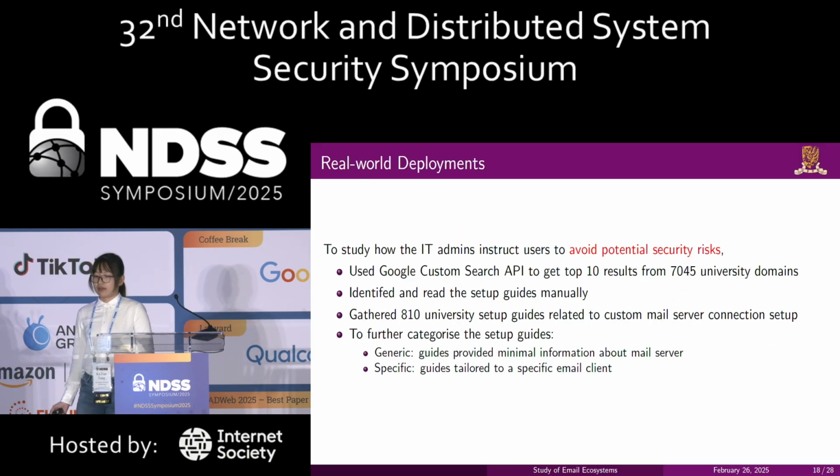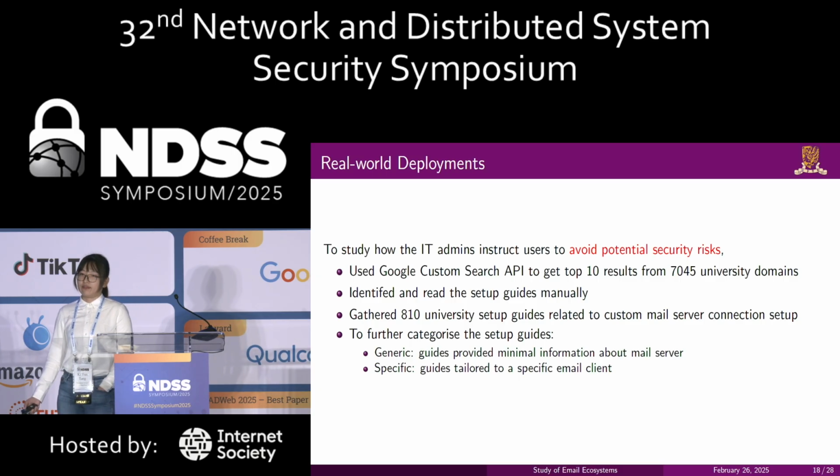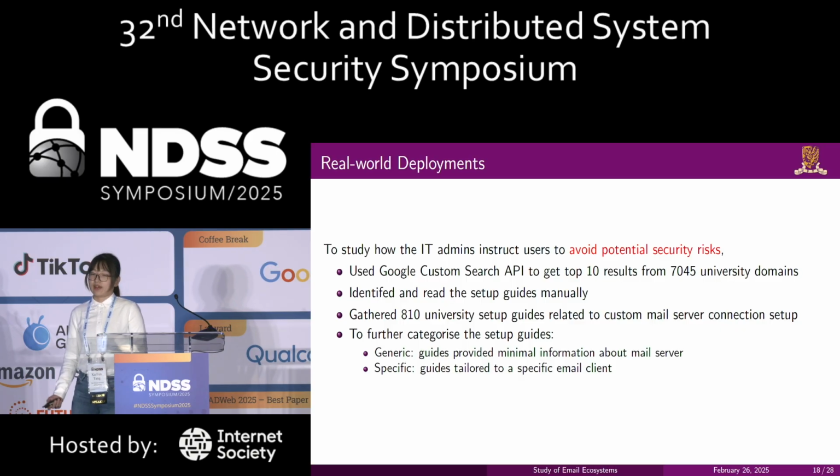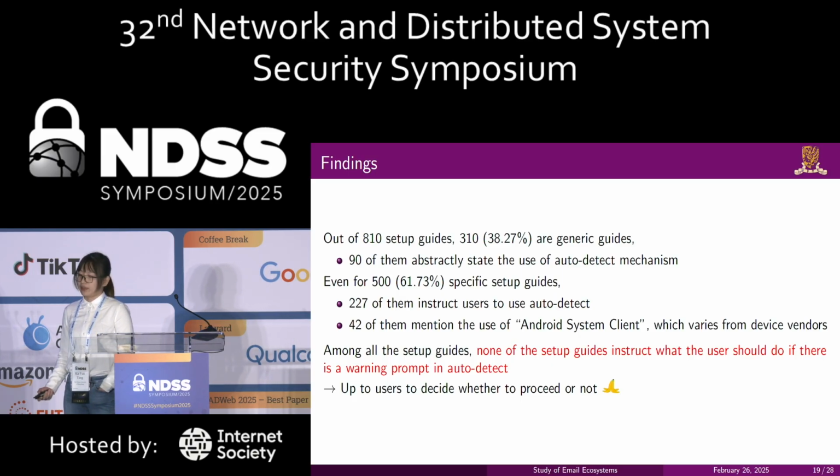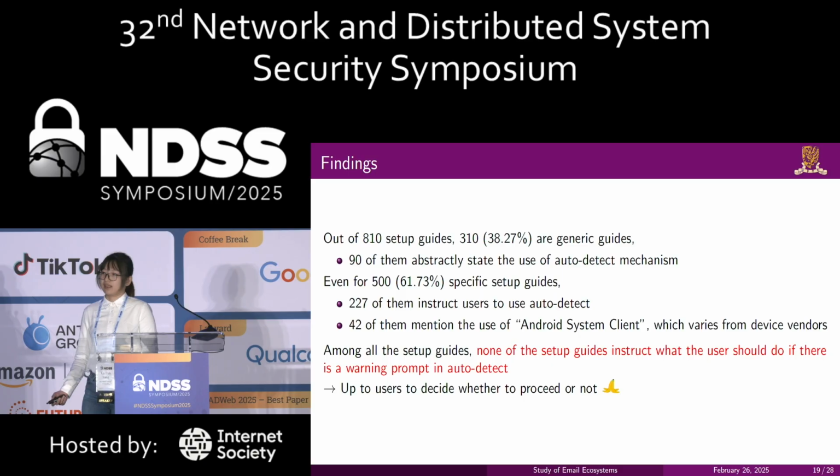We also looked at how IT admins instruct users to avoid the potential security risks we just mentioned. We identified and read the setup guides manually, with the help of the two authors here, and gathered around 810 university setup guides. Then we tried to classify them into 2 categories. Out of around 800 of them, we discovered that 1/3 are generic setup guides, which means they only provide minimal information on how the user should configure their mail client. And then 90 of them only state the use of the auto-detect mechanism in the clients.